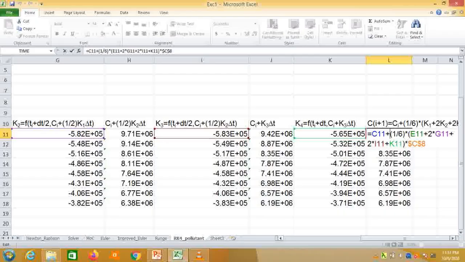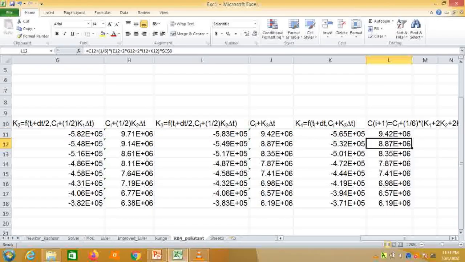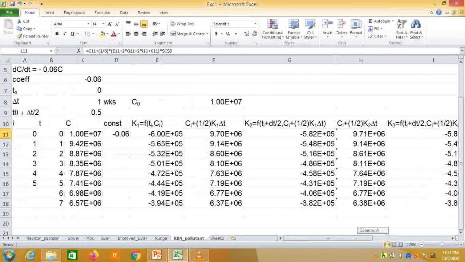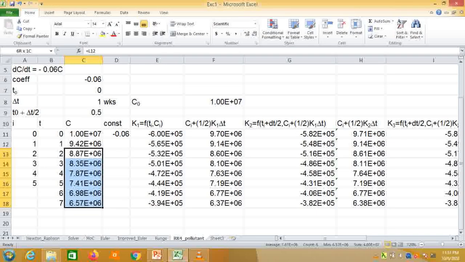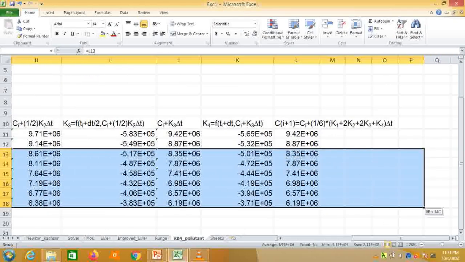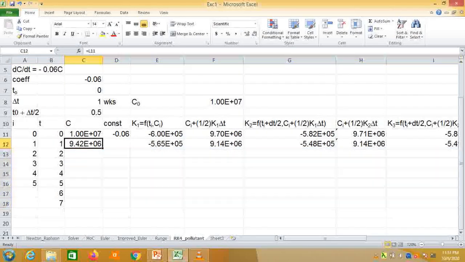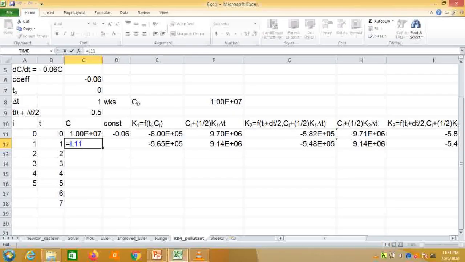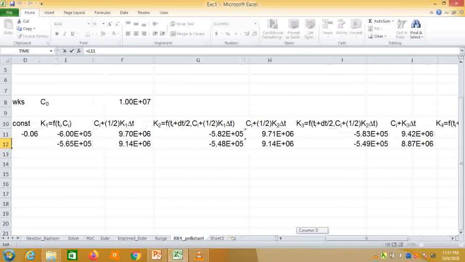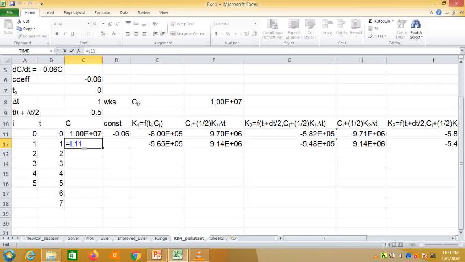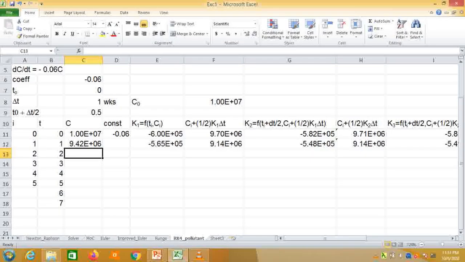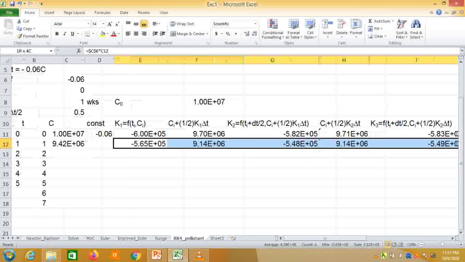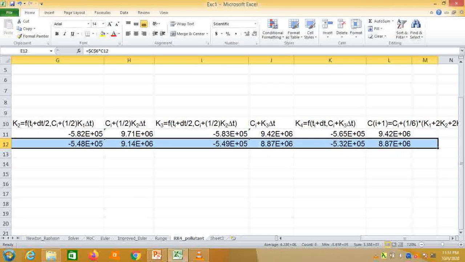Once you find the concentration at the end of the time step, here we are going to put the value which is at the beginning of the next time step. The value at the end of the first time step is going to be the value at the beginning of the next time step, right? So that's it. Now you can just populate this.